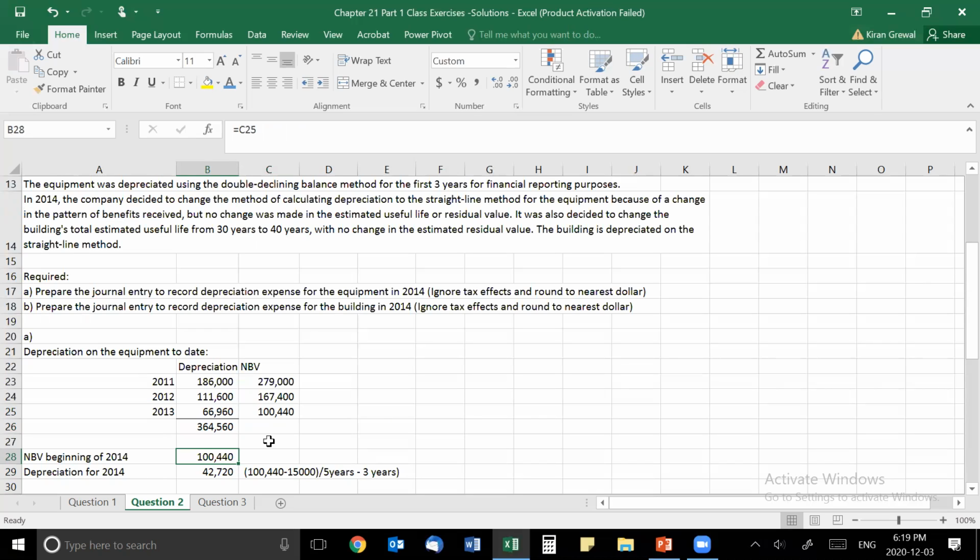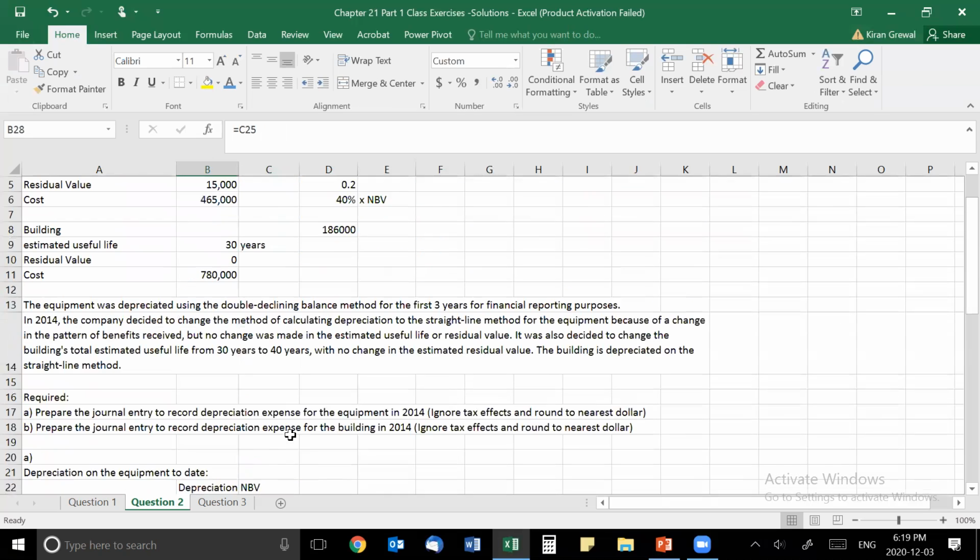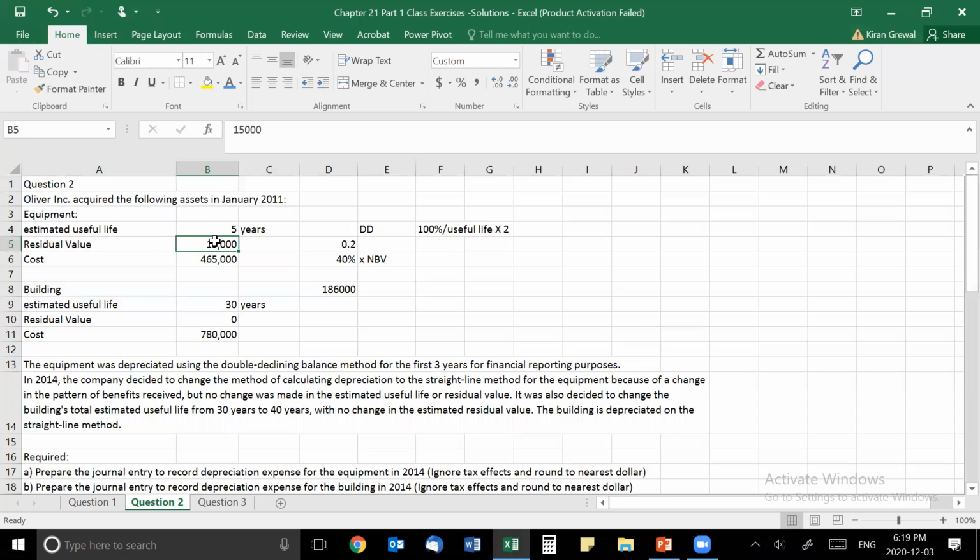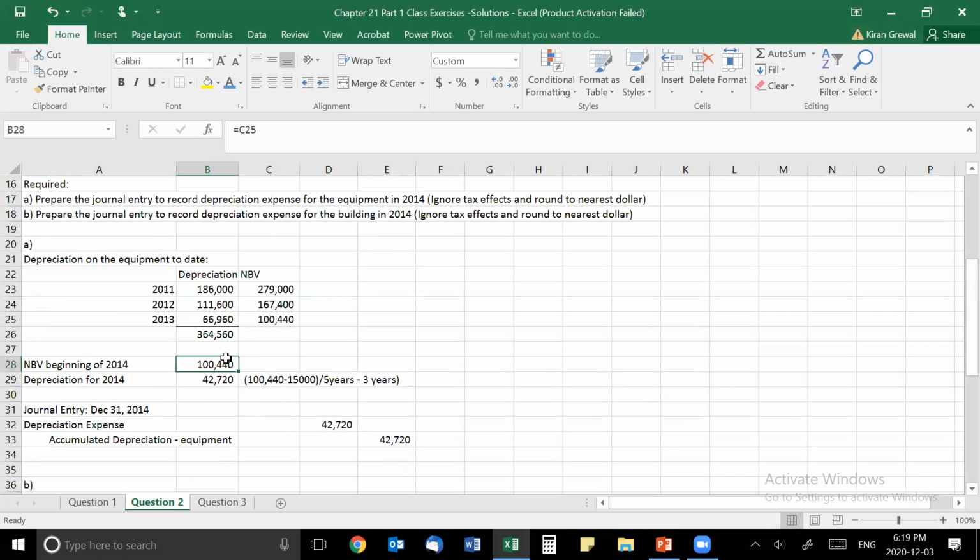So now going forward, because this is an estimate change, we're going to deal with this prospectively, which means going forward, we're going to make that change. So going forward, we're going to use the straight line method. The straight line method incorporates the residual value. So if you have 100,440 left, minus the 15,000 residual value, and since 3 years have gone by already, there's only 2 years left. So divided by 2 years, and you get depreciation expense of 42,720.